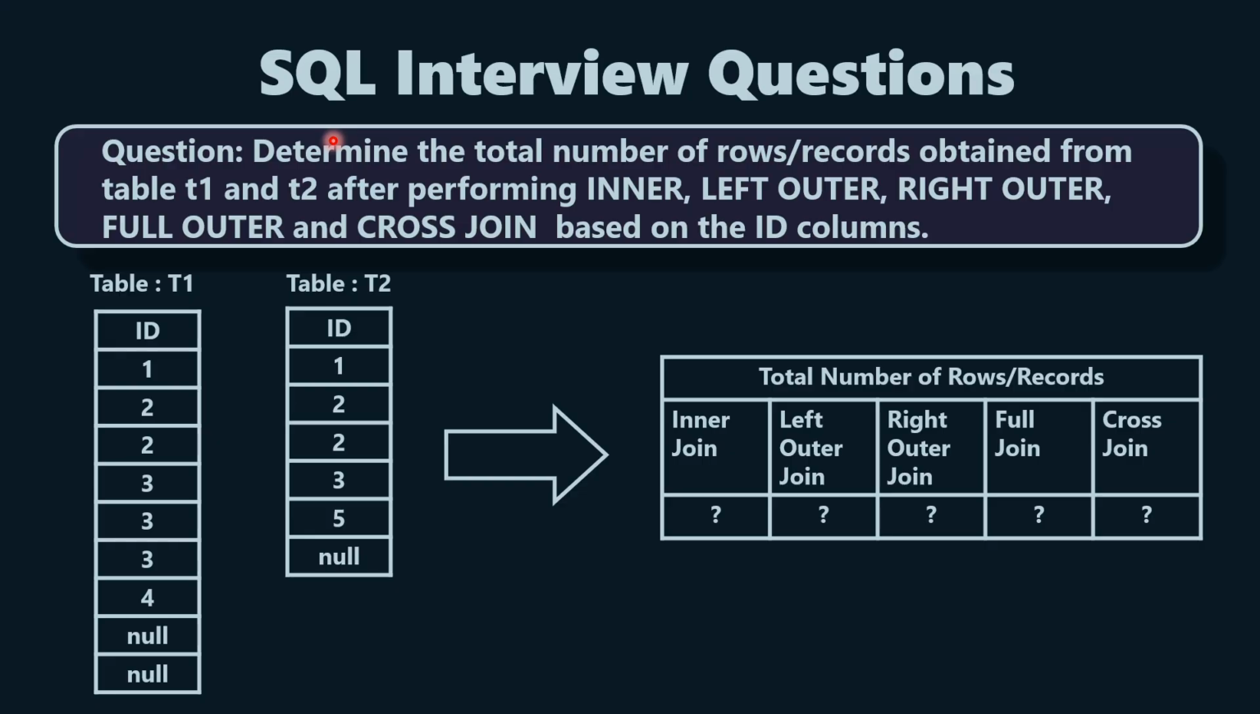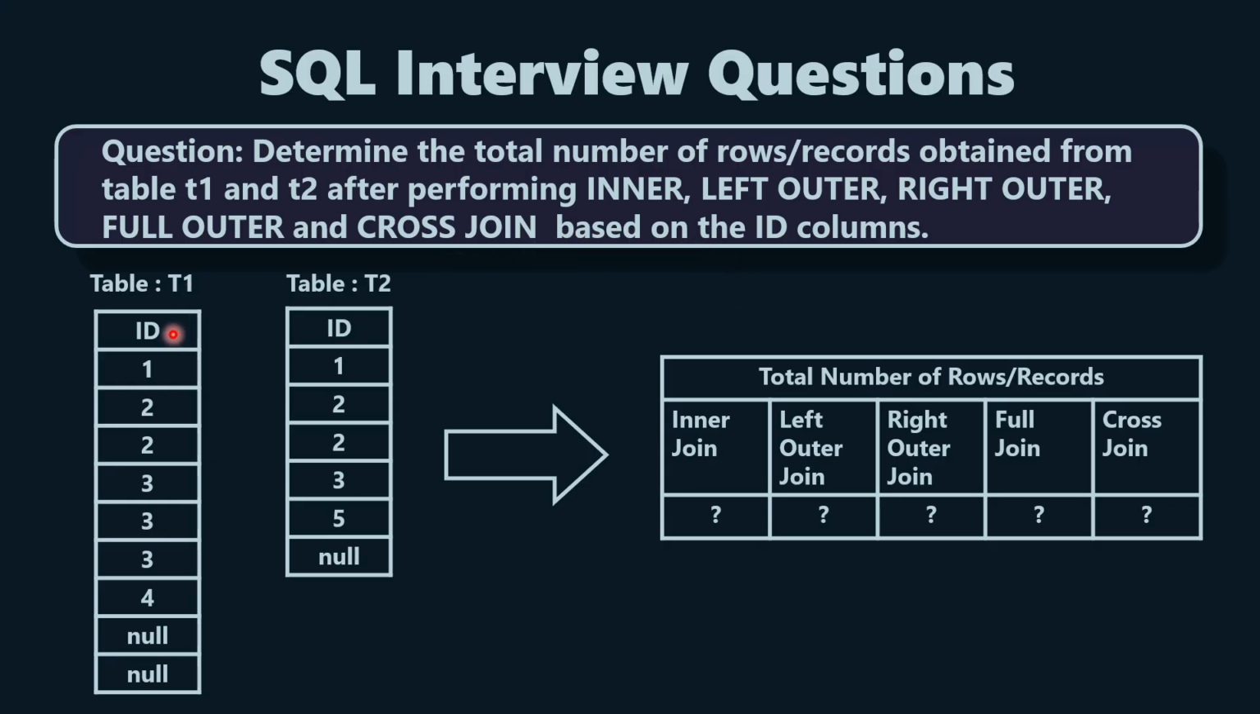Today we are going to discuss an interesting SQL interview question. Here is the question. Determine the total number of rows or records obtained from tables T1 and T2 after performing inner, left outer, right outer, full outer and cross join based on ID columns.